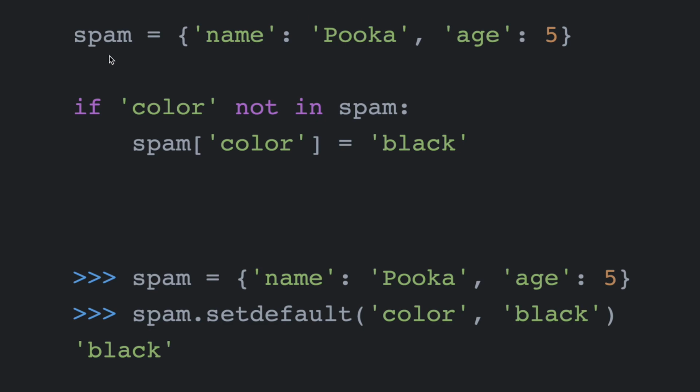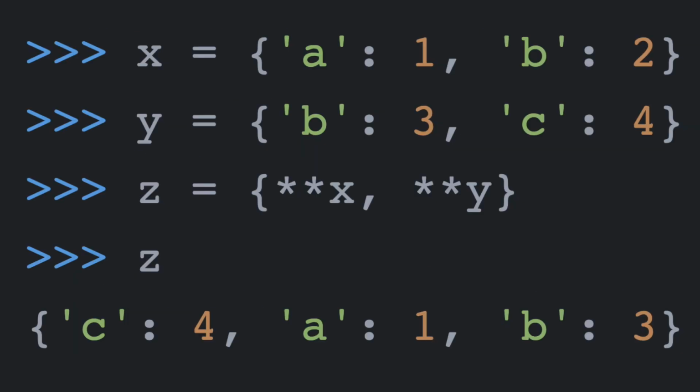If we look up at this top section, first we're checking if color is not already in the dictionary, and if so, we'll set it to black. Well, there's an easier way to do it, which is with setdefault. So if you do spam.setdefault color black, it will only add the color as black if color is not already in the dictionary. This is a way to merge two dictionaries. So we have the two dictionaries X and Y, and if we see what Z is with the asterisk asterisk X, asterisk asterisk Y, now we've merged those two dictionaries into one.